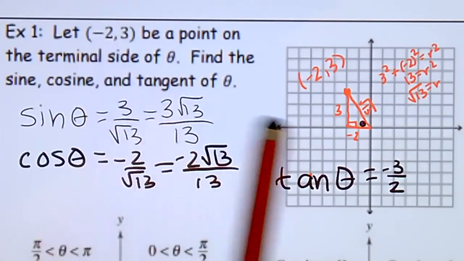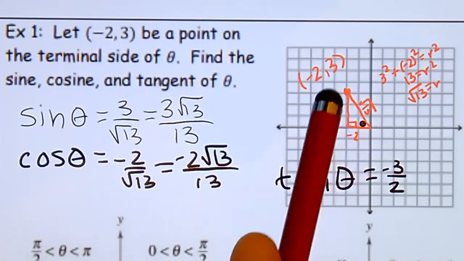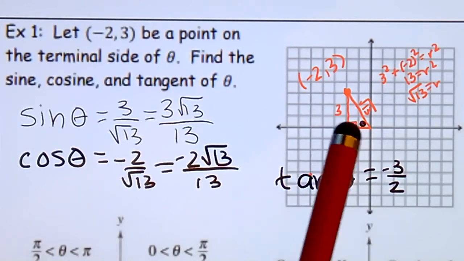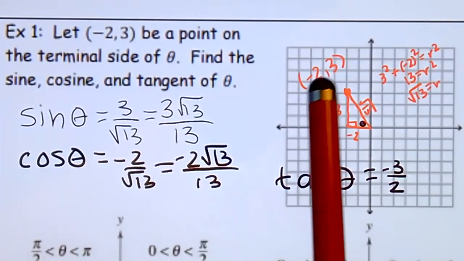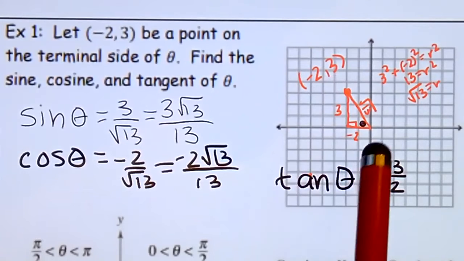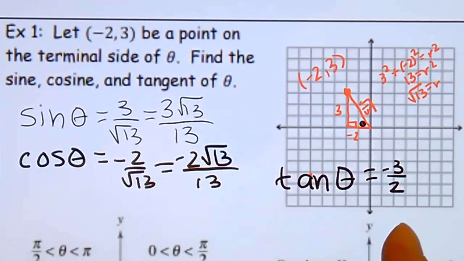So now we're going to be plotting these points. It's not a unit circle because this is not a distance of 1. So when I do opposite over hypotenuse, for example, I'm not going to be getting this 3 as my sine, okay? It's 3 over root 13, so we have to be careful with that.